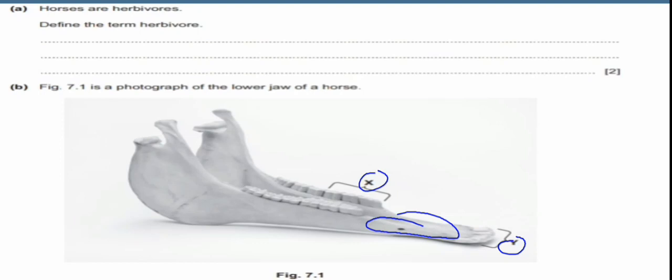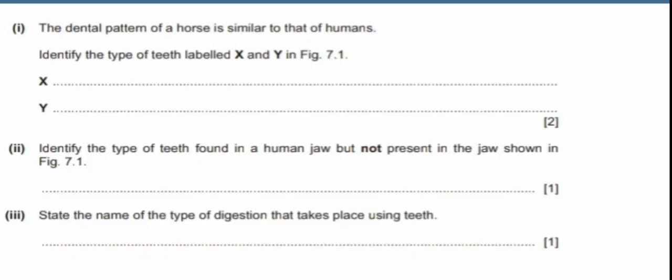But when you talk of molars, molars are these teeth which are found here. Those are the molars. So here, molars are present, but the only type of teeth which is not present in this lower jaw of a horse is the canine. So we can say the answer here is the canine.